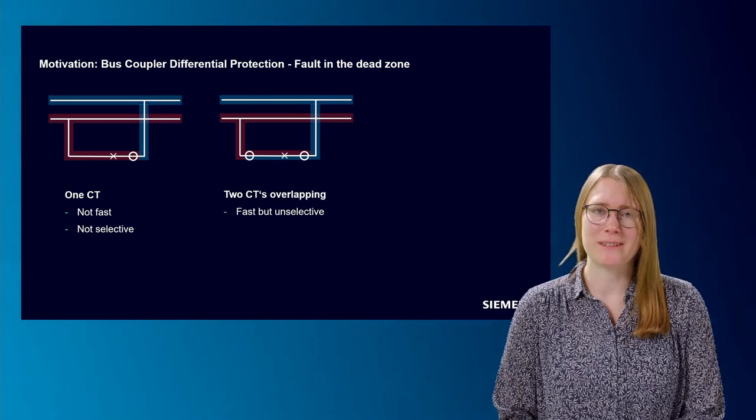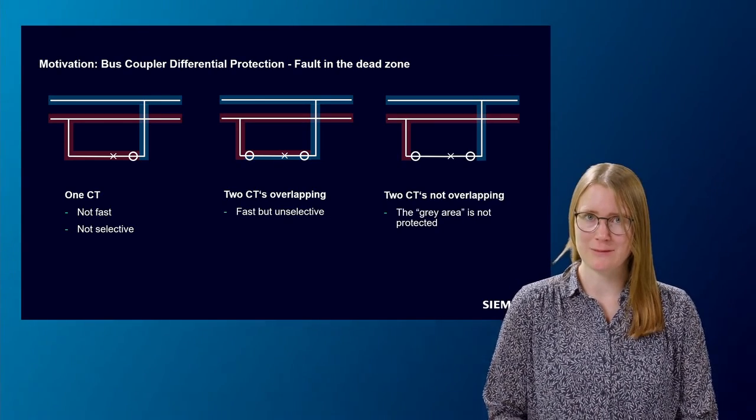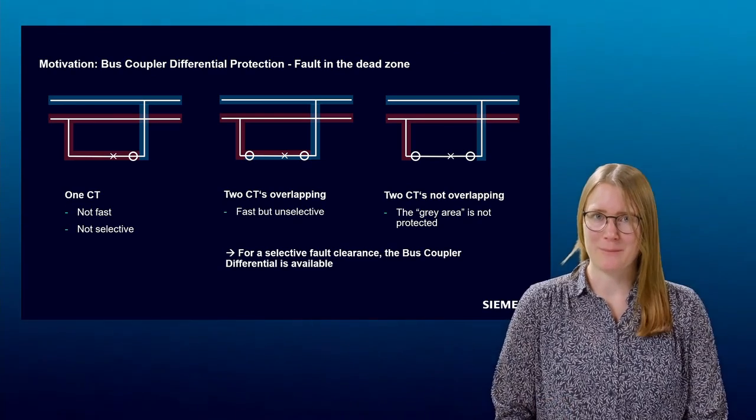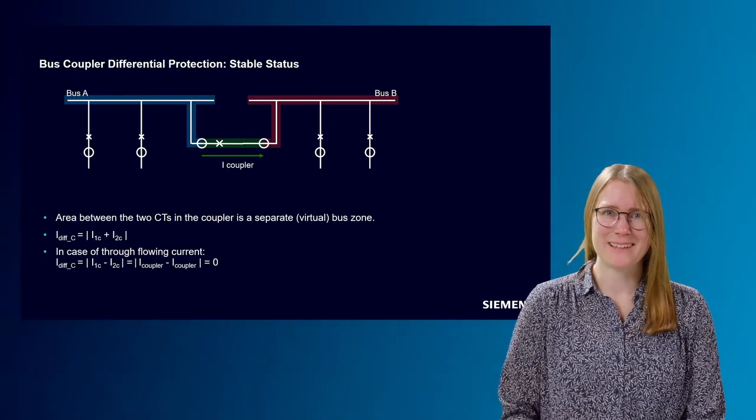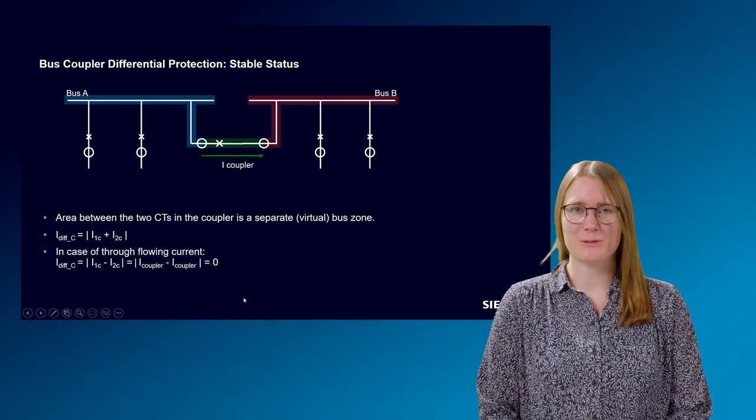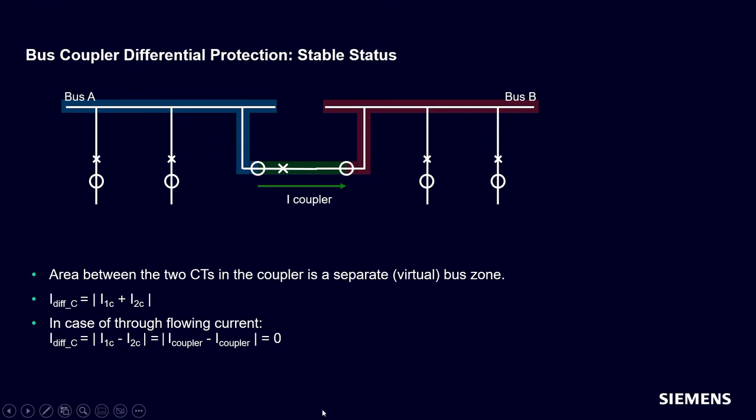And yet this is the reason why we need bus coupler differential protection for selective fault clearance for a coupler with two CTs. The bus coupler differential protection protects the area between the two CTs in a coupler. This area is treated like an additional virtual bus zone, here marked in green. If you have bus coupler differential protection, the setting mode is non-overlapping. The differential current is the magnitude of the sum of both currents. In case of a current flowing through, the signs of both currents are opposite and thus the sum is 0.